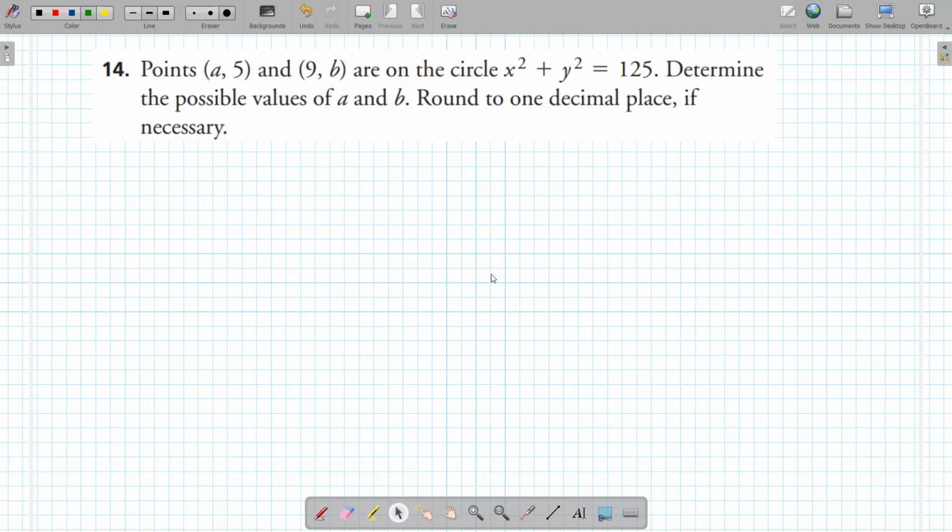All right. Points (A, 5) and (9, B) are on the circle. Determine the possible values of A and B.